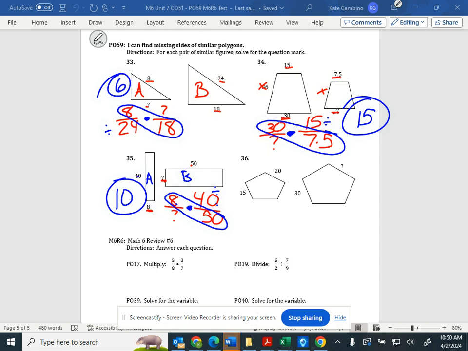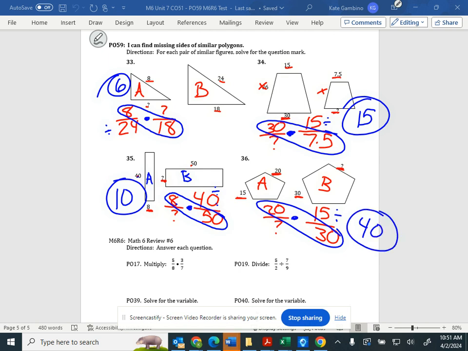For number 36, matching up our question marks. So I've got 20 over question mark. I started with my A, then 15 over 30. 20 times 30 divided by 15, and I get 40 for an answer.